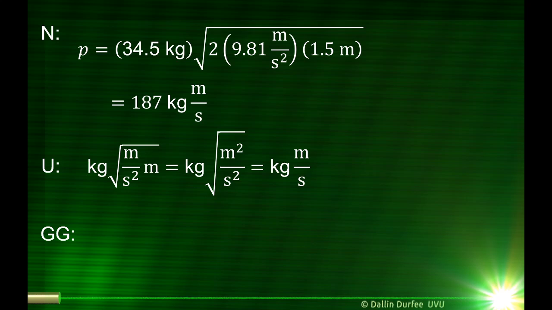Gauge and guesstimate, once again: we probably don't have a feel for what's a reasonable momentum for a child in a swing. But, you know, it's not a billion. That's good, right? So we'll say we're good with gauge and guesstimate.